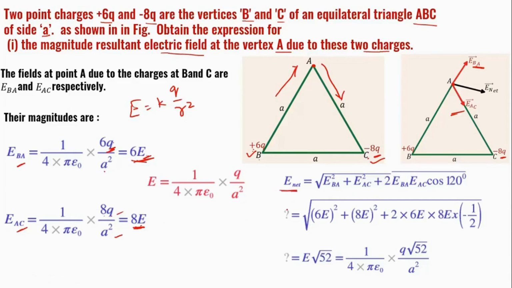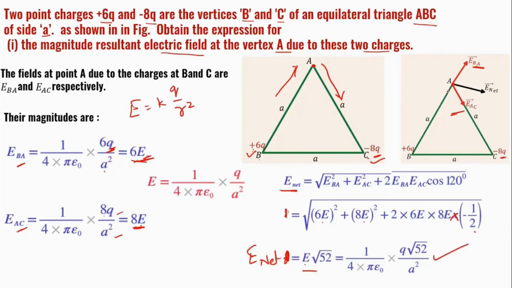The net electric field here has to be added vectorially. So what will be the vector addition of EBA and EAC? It will be the square root of EBA squared plus EAC squared plus twice EBA EAC cos 120 degrees. Now let us put the values 6E, 8E, and cos 120 degrees is minus 1 by 2. On solving, we get E net equals E root 52. And now we put the value of E as 1 upon 4 pi epsilon naught, q by a squared. So this complete part becomes the magnitude of the net electric field at the vertex A of the equilateral triangle.